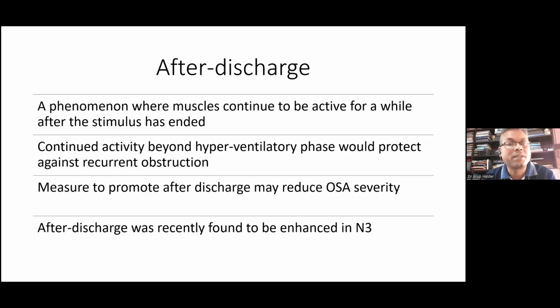So if the upper airway dilator muscle is preserving its tone for some time, it means there is a reduction of events. Continued activity beyond this hyperventilatory phase would protect against recurrent obstruction, and this is known as afterdischarge. Measures to promote afterdischarge may reduce OSA severity. Afterdischarge was recently found to be enhanced in N3 sleep. So we all know that in N3 sleep, obstructive respiratory events are much fewer, and this is one of the mechanisms by which N3 sleep stabilizes obstructive respiratory events.